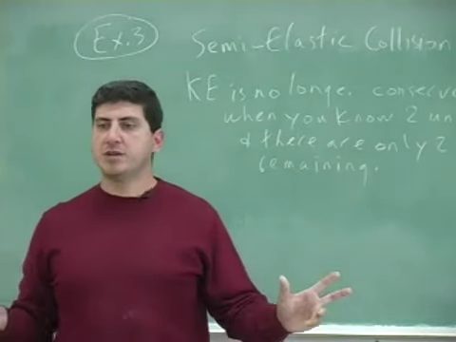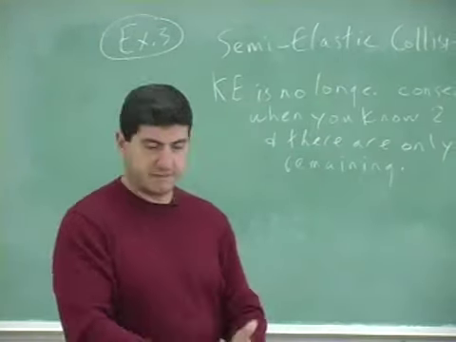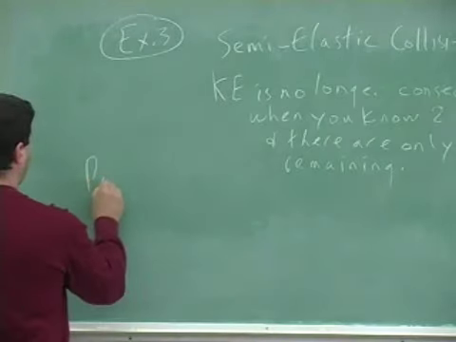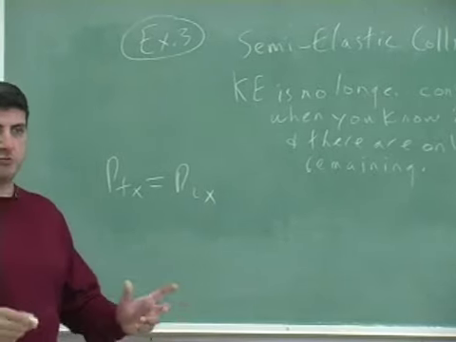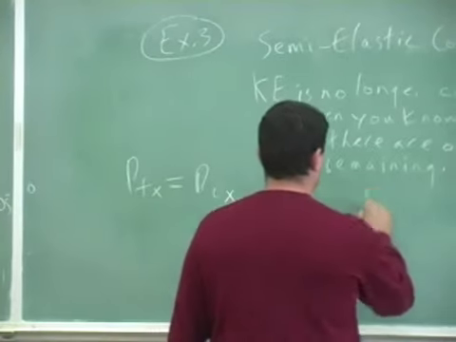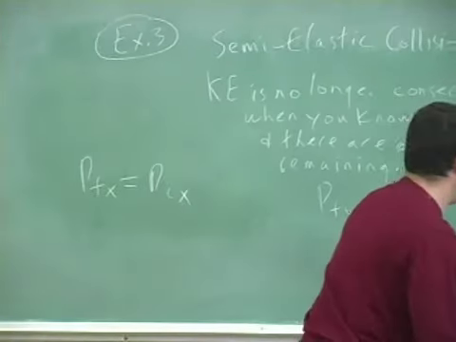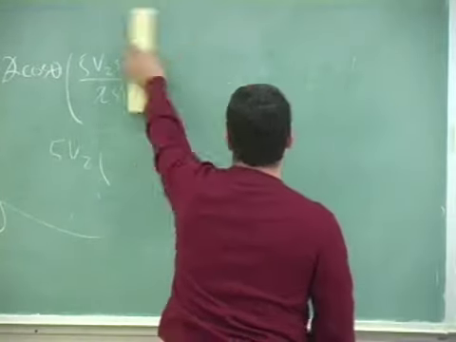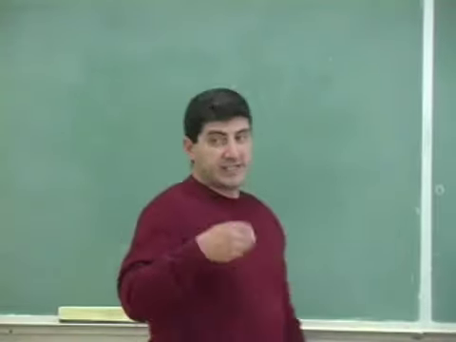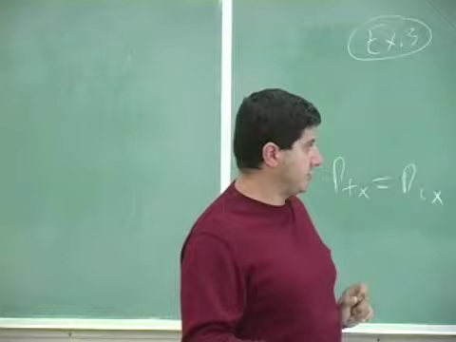So the only thing that we can now do is set the initial momentum in the x direction equal to the final momentum in the x. And then we can set the initial momentum in the y equal to the final momentum in the y. So this makes it actually even a little bit simpler than before, because you only have 2 unknowns left.